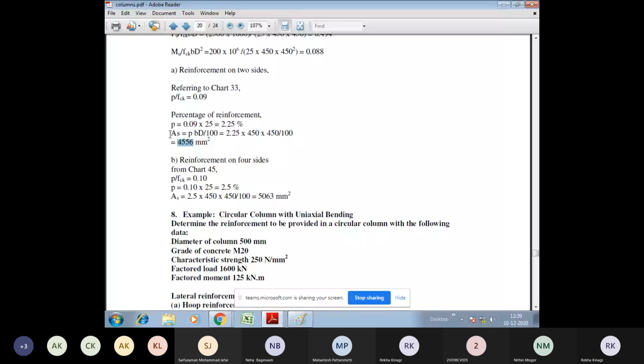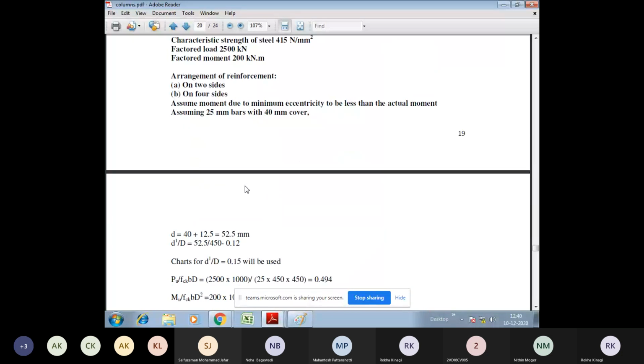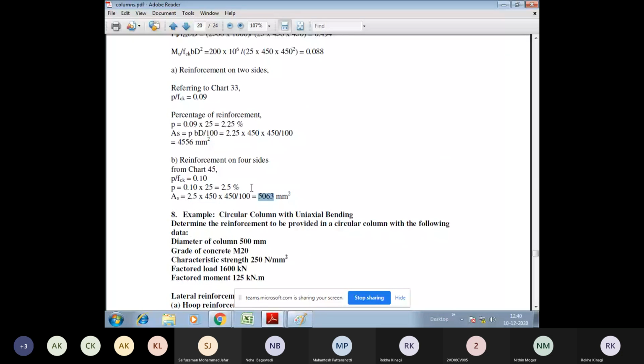Now we can find out the amount of longitudinal steel, which is equal to 5063 mm square. So this is how we are supposed to design for the column with axial load and uniaxial moment. Sometimes if they are asking you to find out the number of bars, you can find it out. Here the diameter of bars is also already given as 25 mm. So using 25 mm bars, how many bars you can provide for two sides, that you can calculate.